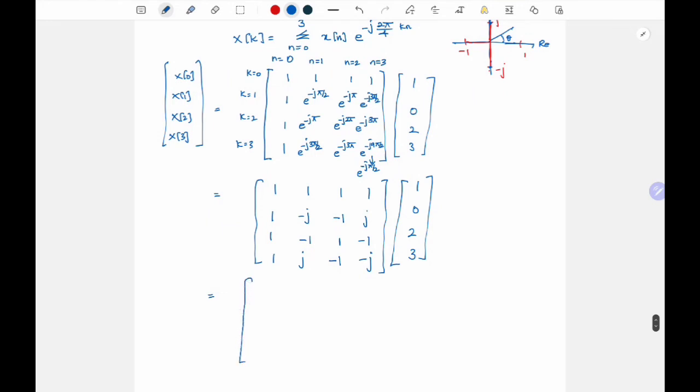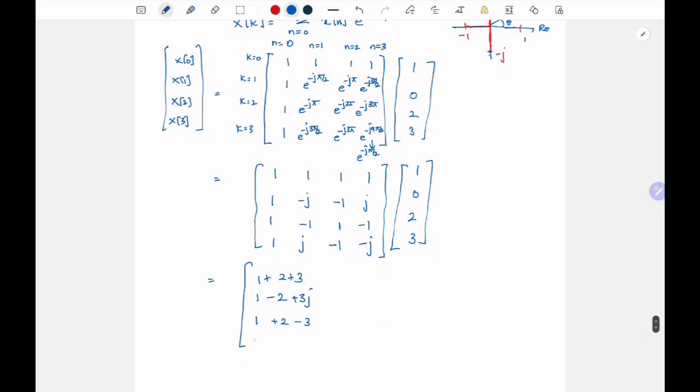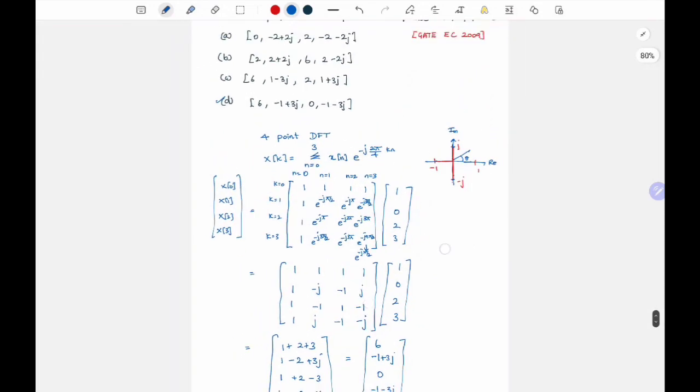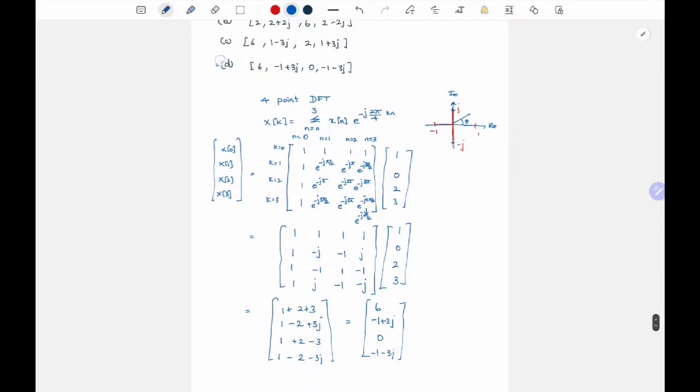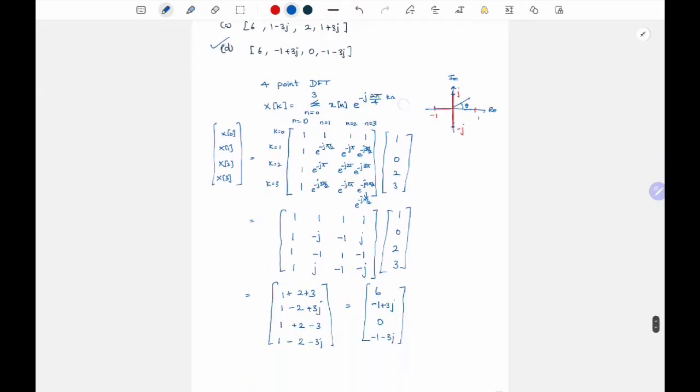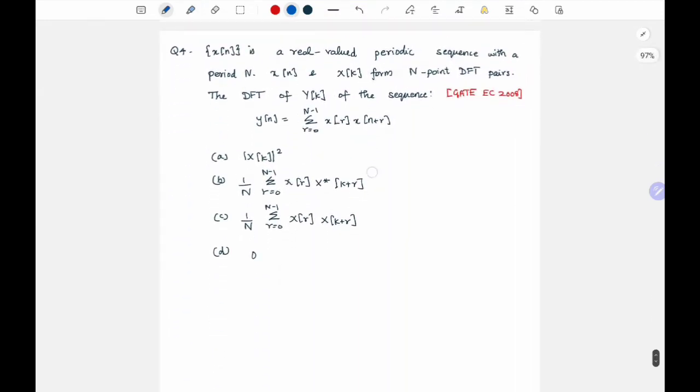So now if you write, you will get 1 plus 2 plus 3, 1 minus 2 plus 3j, 1 plus 2 minus 3, and 1 minus 2 minus 3j. This is nothing but 6, minus 1 plus 3j, 0, minus 1 minus 3j. So this is your answer. So let us check. I think I have already ticked. Sorry. So my answer is 6, minus 1 plus 3j, 0 and minus 1 minus 3j. Okay. So let us move on to the next question.